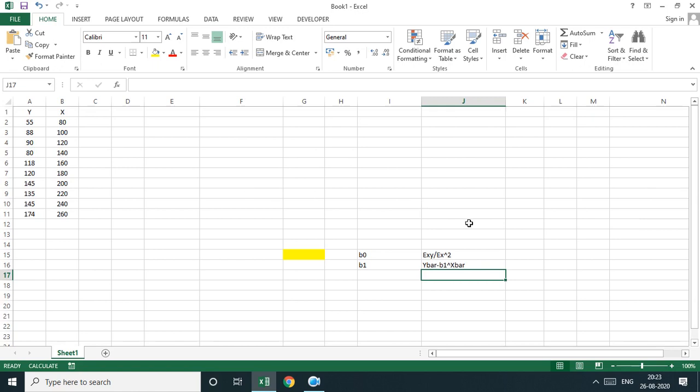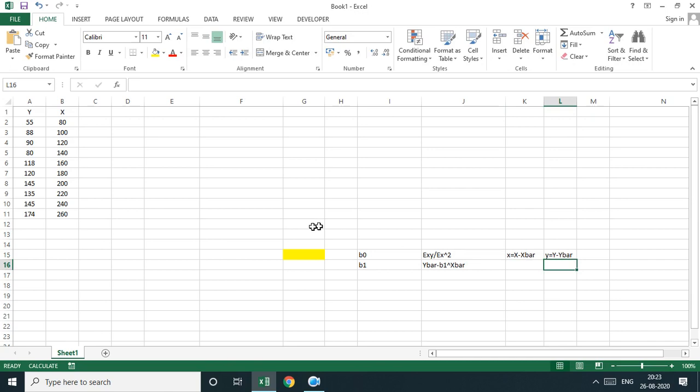So you have to understand this. In the slope equation, we are using small x and small y. Small x is equal to X minus x bar, and small y is equal to Y minus y bar. So how can we find it out?